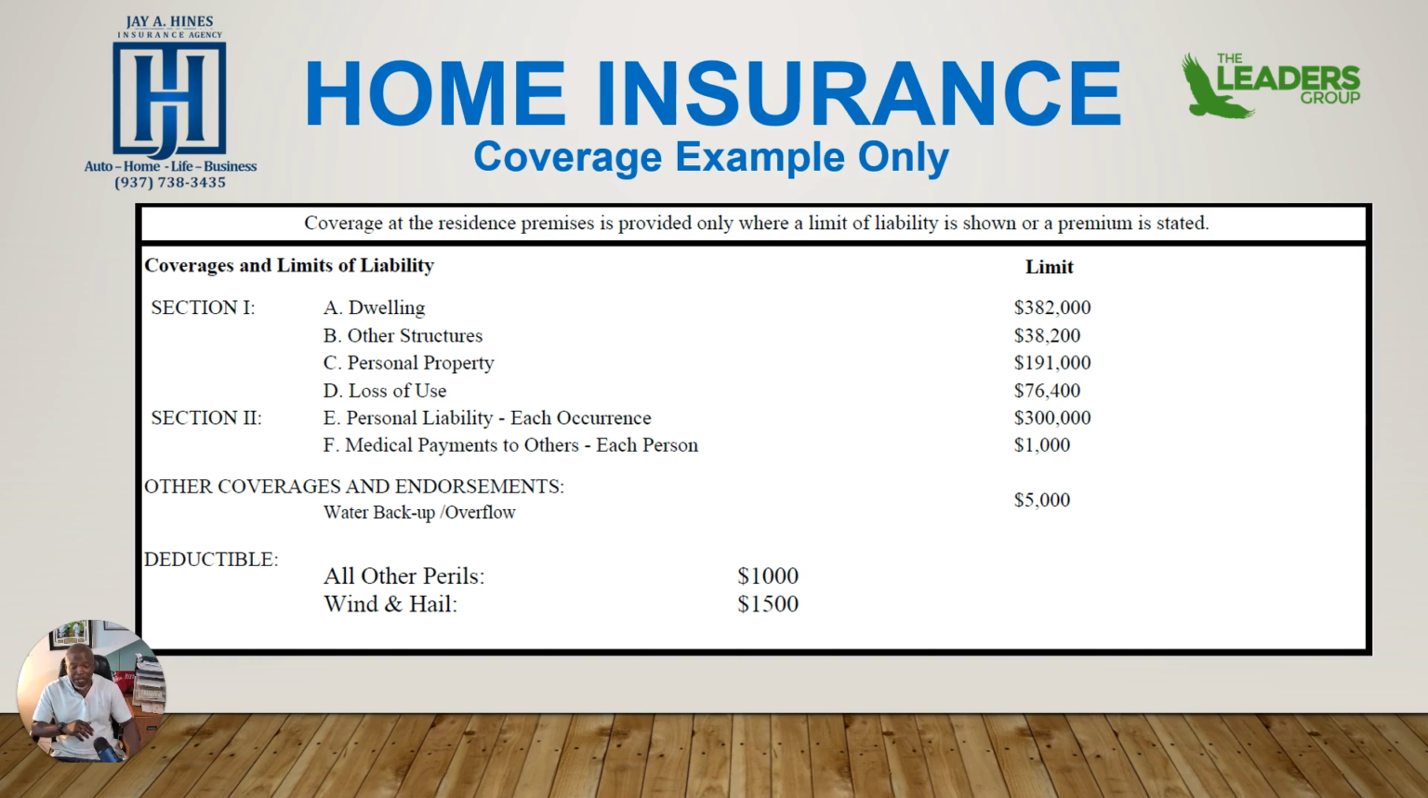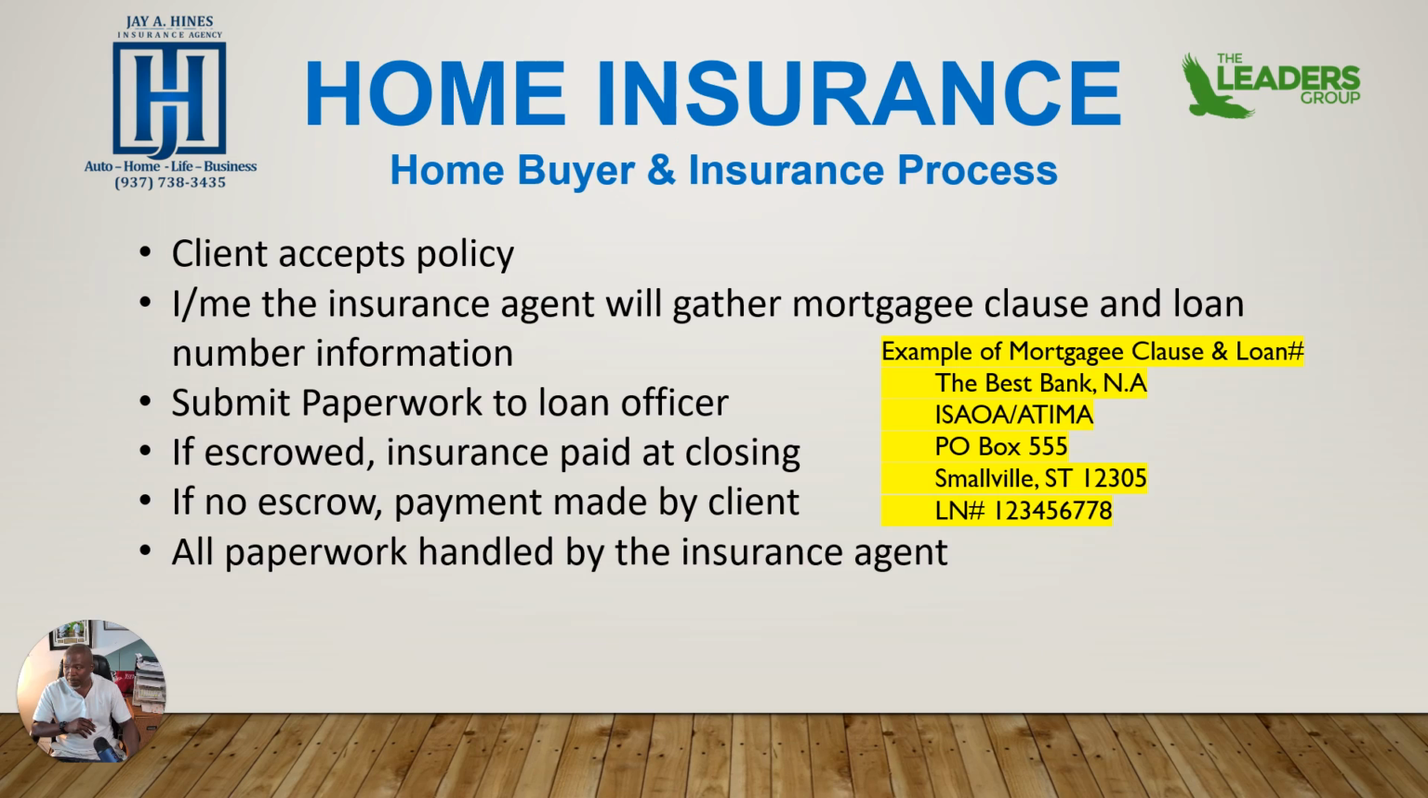Now next, you have deductibles. Deductibles for most home policies start at $1,000. There's a difference with wind and hail being a higher deductible because the insurance company considers wind and hail a greater risk factor. Okay, so now we've covered that.